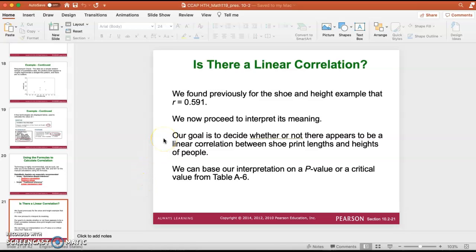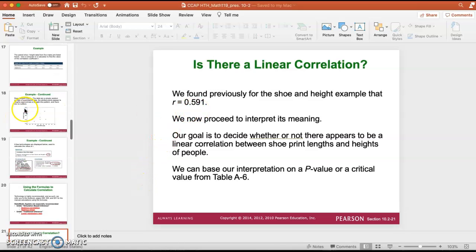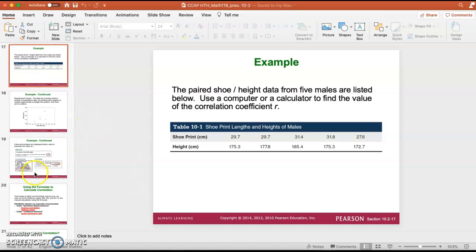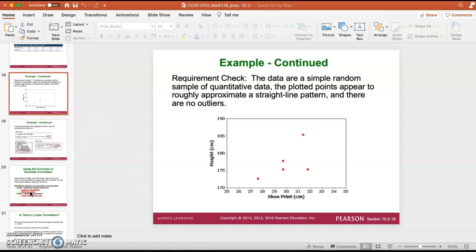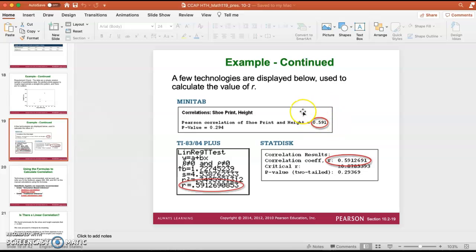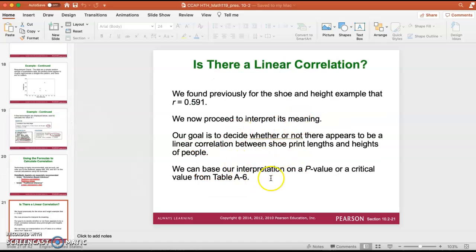All right, and we're back. And so again, we just figured out from that shoe and height example that the correlation coefficient is 0.591. So now we're going to work on interpreting that correlation coefficient.